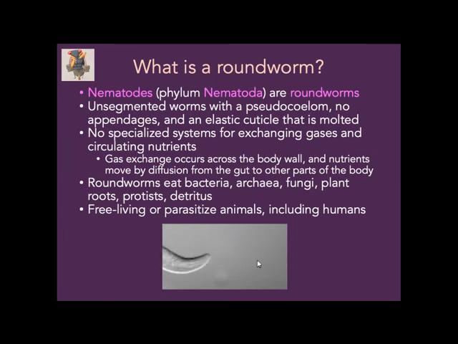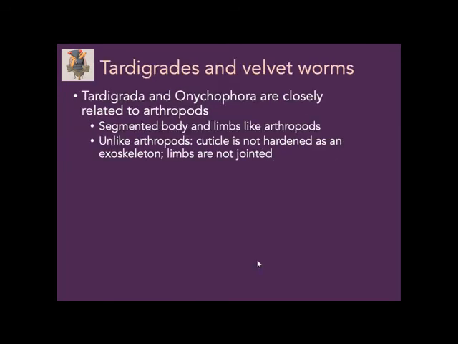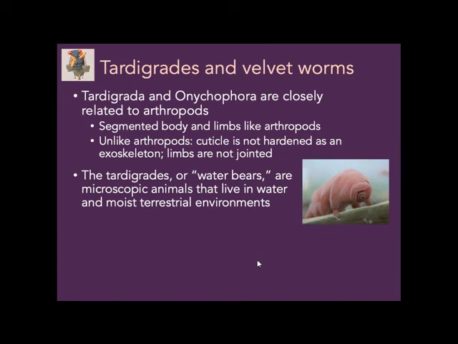So here's a tardigrade, kind of adorable. So you can see it has soft, squishy limbs, not hard or jointed. And they live in water or moist terrestrial environments. And this is a velvet worm or an onychophora. And they live in leaf litter and prey on small invertebrates. We have tardigrades everywhere around here, although they're microscopic. I don't believe they have onychophorans in Ohio, though. I don't think they're in Florida.